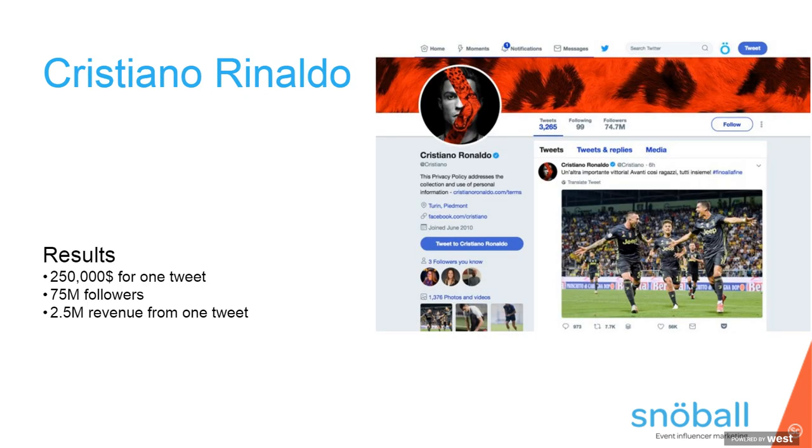Let's take it a little bit further here, to see how effective it is, just how influential some people are. This is a large influencer, so it's a different type of influencer. Cristiano Ronaldo, the football player, the soccer player, was paid $250,000 for one tweet. Obviously, he has 75 million followers, but that one tweet was responsible for generating 2.5 million in revenue. And obviously, everything is put in place to track all that and know where the traffic came from because of that tweet, to make sure that the ROI was measured in this case.